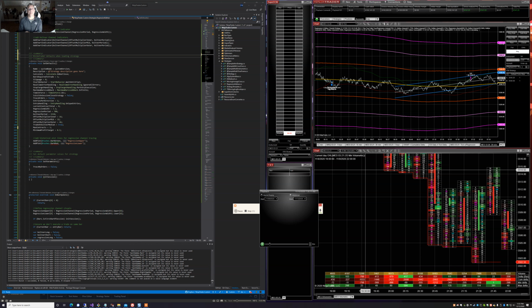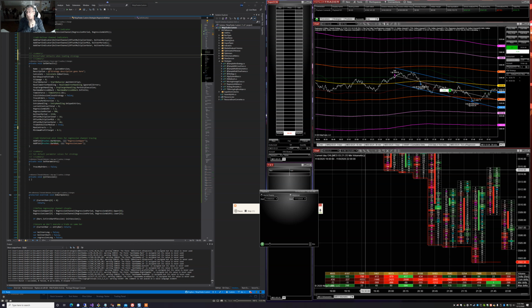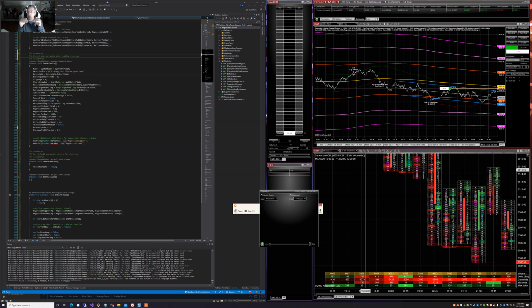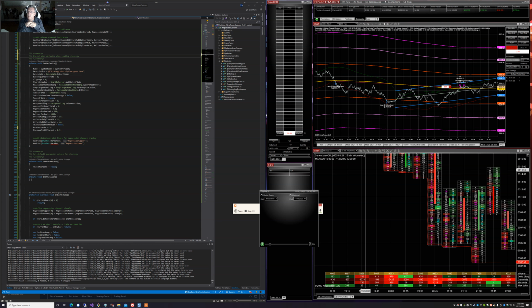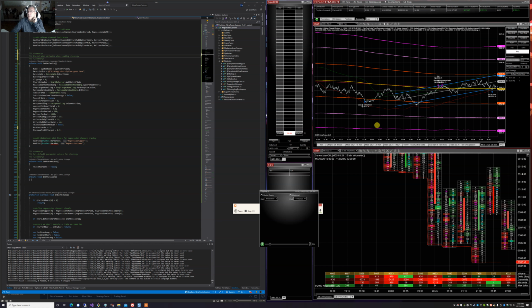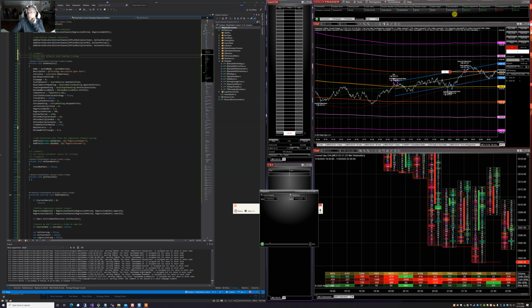This isn't swing trading. This is literally just scalping with a robot at the end of the day. So sometimes it'll get a little hairy. They'll fire in pretty fast. But you can see here we're up 162, 170 bucks. Now we're up $216.